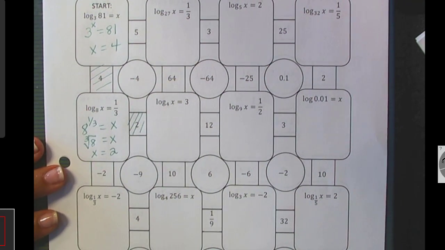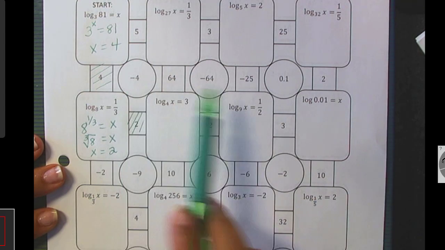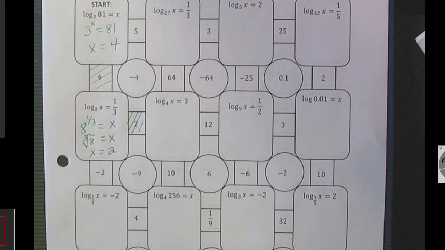Everybody understand? It is possible in some of the cases that you could go diagonal into one of the circles. Let's take about 5 or 10 minutes, talk with your partner, and see if you can help the log find his way home.